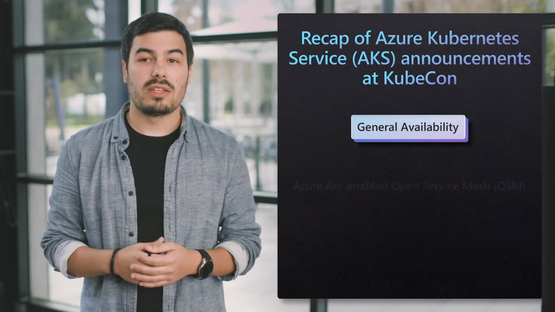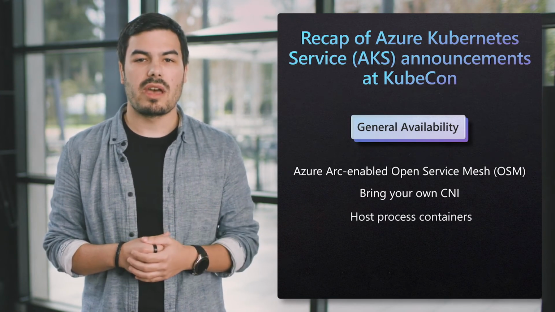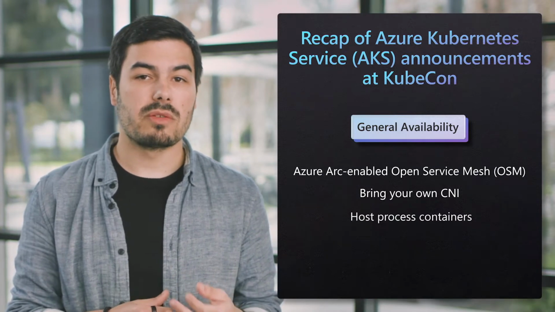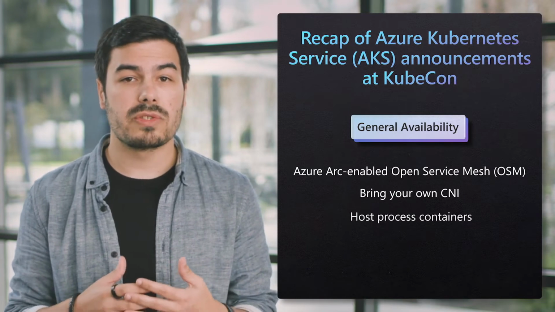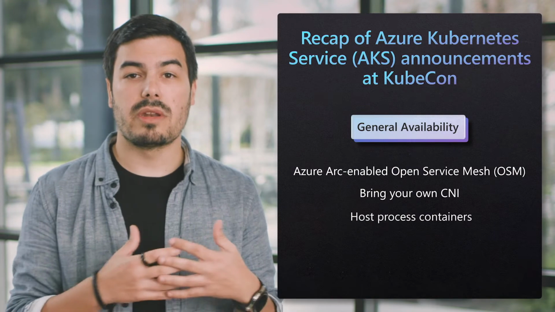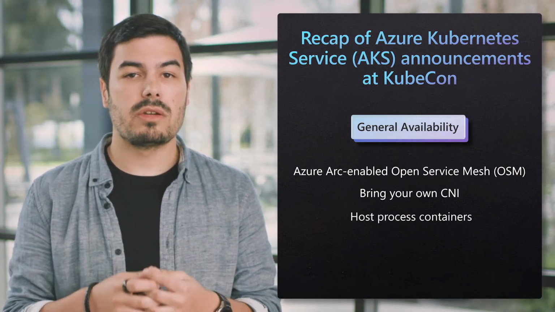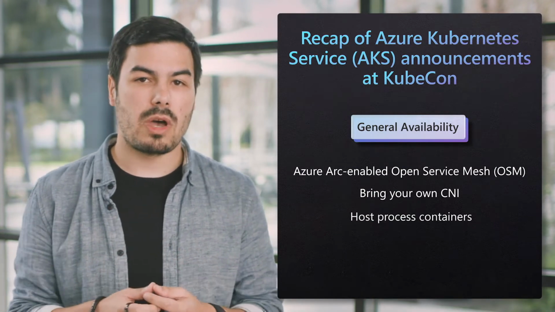Now, last week at KubeCon EU in Valencia, Spain, we announced a number of new features for AKS and Azure Arc. We announced the general availability of the Open Service Mesh extension for Arc-enabled clusters that allows Arc users to leverage a fully supported service mesh experience. For users looking for more flexibility on the networking plugins, we've announced the ability to bring your own container network interface plugin from any popular third-party and open source options.